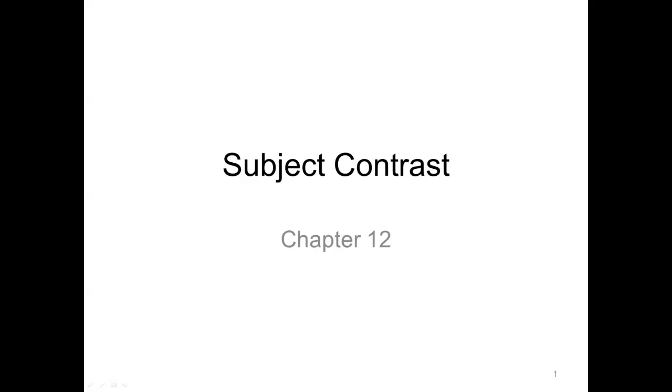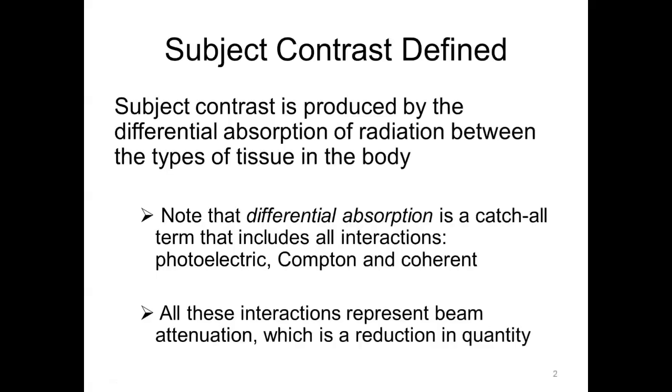We're going to take a look at chapter 12 today, subject contrast. We have talked about subject contrast previously as information in the remnant beam, and your book defines subject contrast as a ratio of differential absorption. So radiation being absorbed at different rates depending on what type of tissue it's going through.